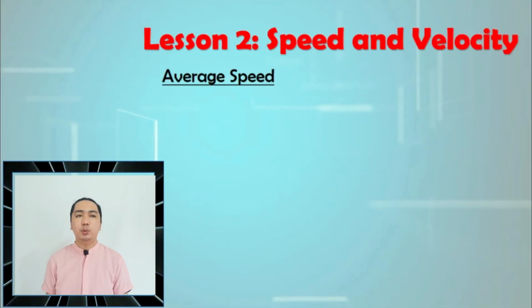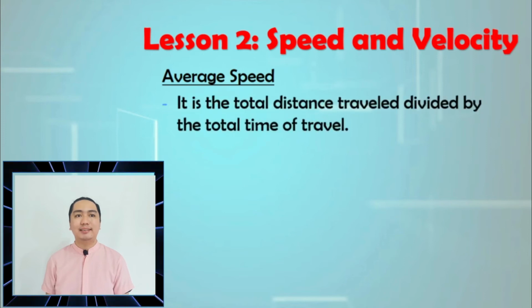Now, let's proceed to average speed. If the rate of motion varies, like in a bicycle trip, the best way to describe speed is to use the term average speed. If you say average speed, it is the total distance traveled divided by the total time of travel. In equation form, we have this.